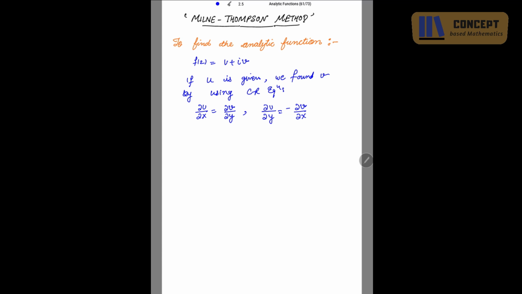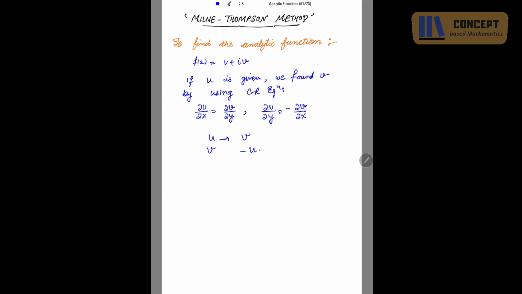Alright, one thing more, that if u is a harmonic function, then v is the harmonic conjugate of u. But if v is a harmonic function, then its harmonic conjugate is minus u. I have cleared this in the previous classes. Alright.